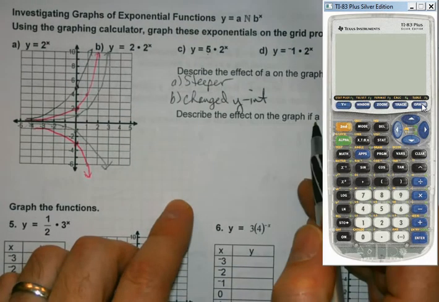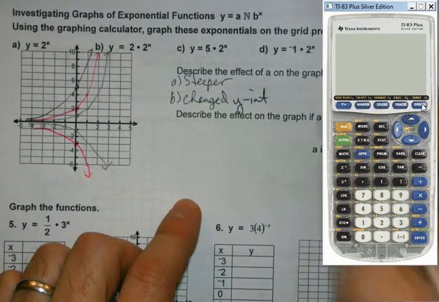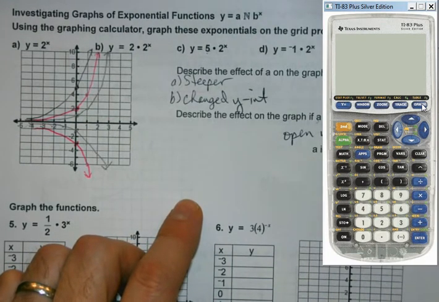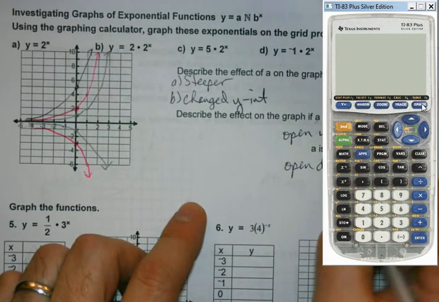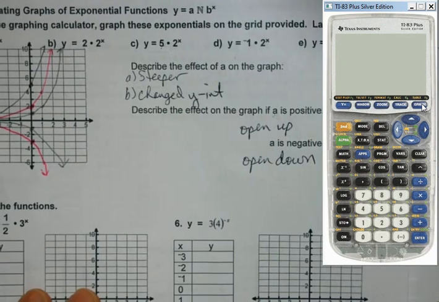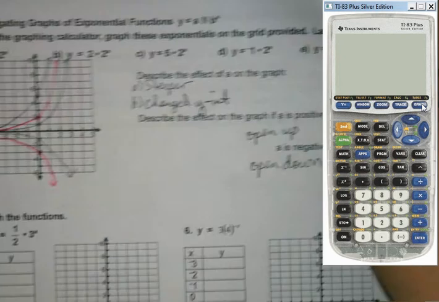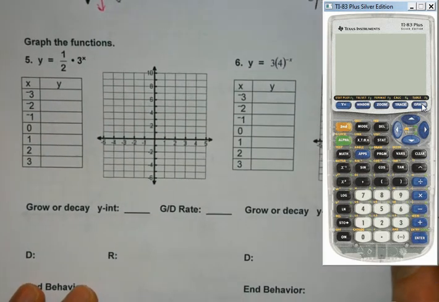So when A was positive, what direction did all my graphs go? They all opened up if my A value is positive. But when we changed it to negative, they all opened down. So that number in front can have some different effects. Positive, negative, flips it maybe. The bigger the number, starts to make it kind of steeper. So again, I can get some ideas of what this is all going to be like before I even get to actually working with the graphs.